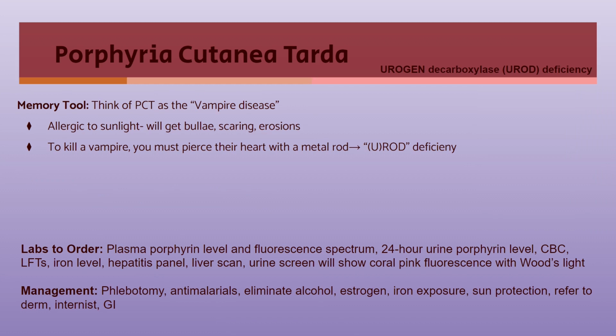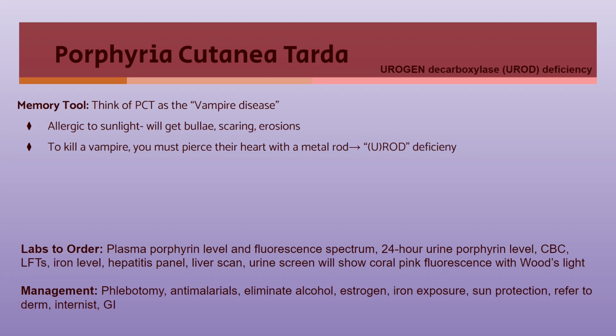So PCT is your prototypical porphyria, and as I talked about, the porphyrias were what was used to start the folklore of vampires. So think of a vampire, right? They're allergic to sunlight. That's why sun causes these bullae, scarring, and erosions. And to kill a vampire, you got to pierce its heart with a metal rod, and a rod is in the name of urod when you use the abbreviated version of that deficiency or that enzyme.